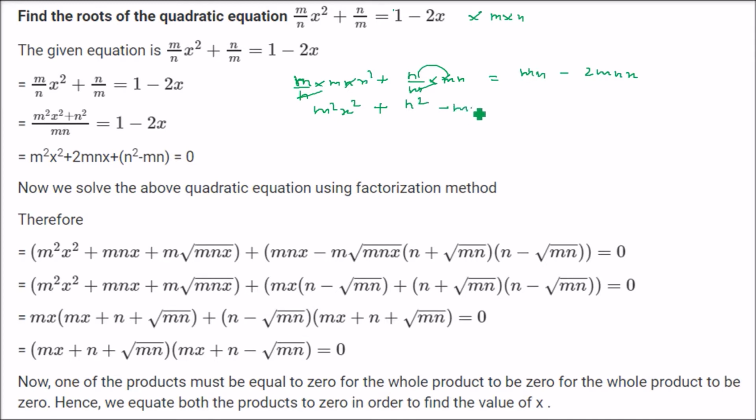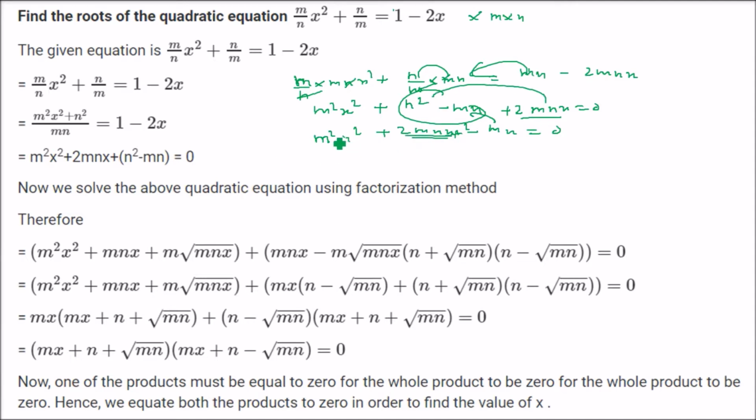So bring this mn here, minus mn. I'm bringing it here, and this is minus 2mnx. This will be plus 2mnx. So the equation is m square x square plus this 2mnx minus mn. So what we can write here is, see, this n square minus mn. n square minus mn and 2mnx here.